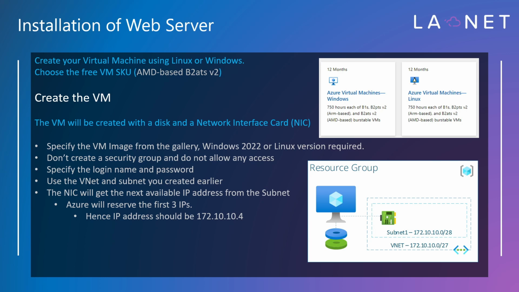So we're going to create the VM. It will be created with a disk and a network interface card, as we can see there on the bottom right. We're going to connect it to the subnet, and we'll see the IP addresses it picks up from there as well. We're just going to use a standard Linux image. We're not going to create any security firewall rules or anything like that around it. We're going to put those in later.